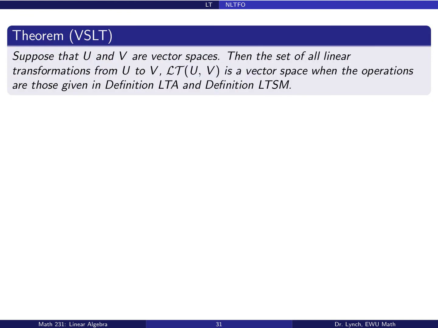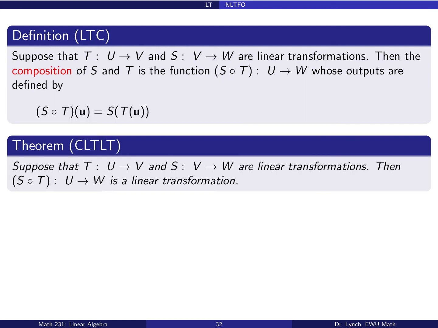Now, here is the theorem that blows your mind. If you think about U and V as vector spaces, then the set of all possible linear transformations from U to V is closed under vector addition and scalar multiplication, right? The image of any sum is the sum of the images, and the image of a scalar multiple is the scalar multiple of the image. This collection of all linear transformations is itself a vector space. That's pretty wild.